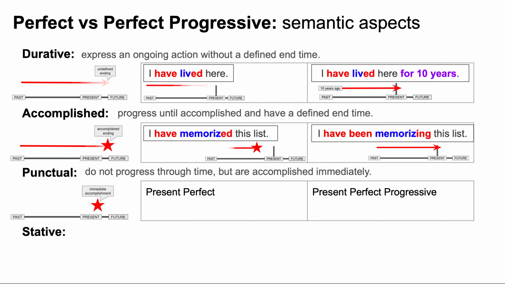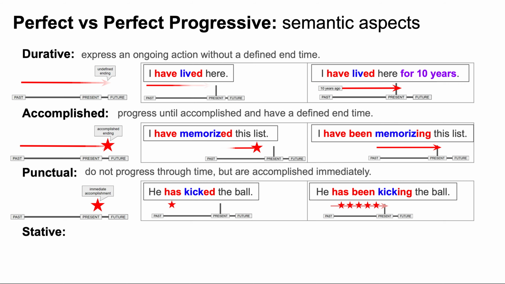Punctual verbs do not progress through time but are accomplished immediately. In the present perfect, the action is accomplished once in the past. He has kicked the ball. In the present perfect progressive, the action is repeating into the present. He has been kicking the ball.